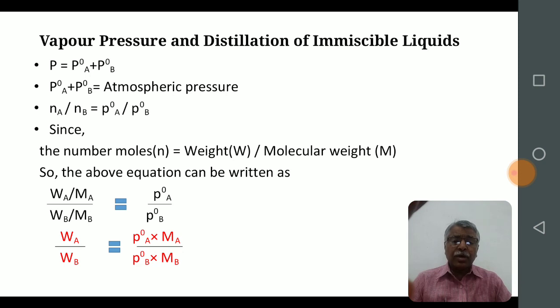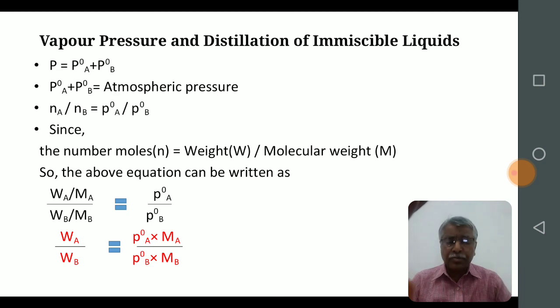Remembering that the number of moles of each component present in the vapor phase is proportional to its vapor pressure, the relative proportions of the two liquids in the distillate can be calculated. If Na and Nb are the number of moles of the compounds A and B in the vapor at the boiling point, then Na divided by Nb is equal to P naught A upon P naught B. Since the number of moles is equal to weight upon molecular weight, the above equation can be written as Wa by Ma divided by Wb by Mb is equal to P naught A upon P naught B.